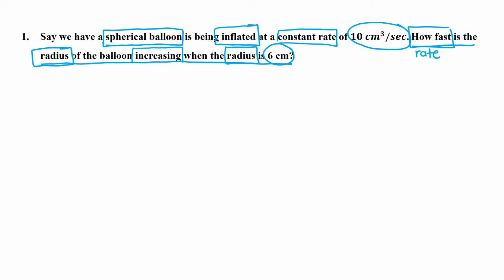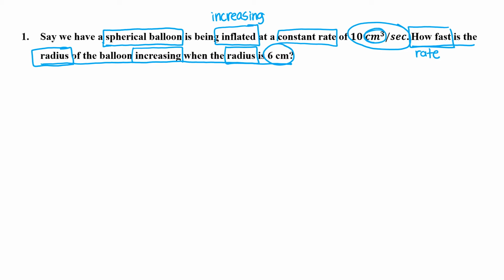We have a spherical balloon that's being inflated. That means it's increasing in some way. At a constant rate, so that means whatever way it's increasing is constant, and that rate is 10 cubic centimeters per second. I always read it backwards in my head first.